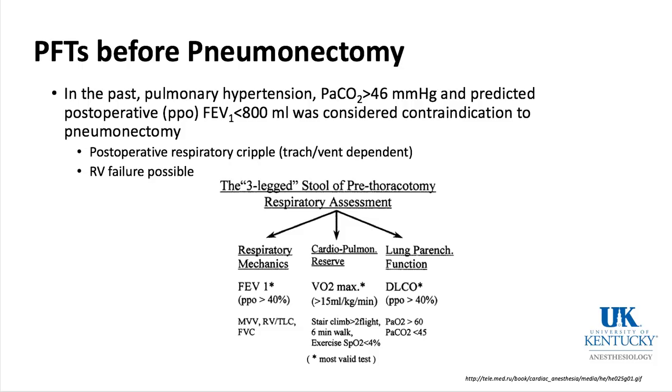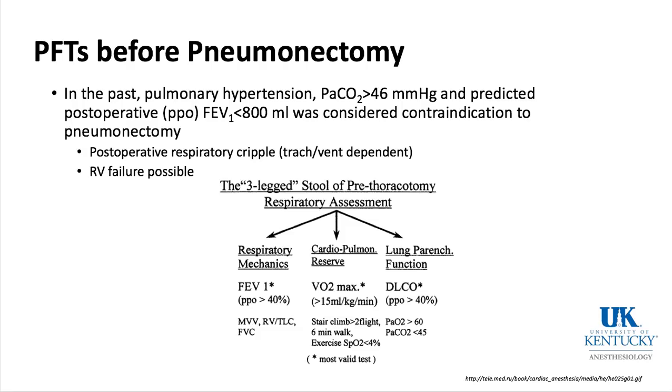Currently, there's a three-legged stool of pre-thoracotomy respiratory assessment that you can consider. On the far left, respiratory mechanics. What does their FEV1 look like? Is it greater than 40%? Their cardiopulmonary respiratory reserve. Can they climb 2 flights of stairs? How far can they walk in 6 minutes? And what happens to their pulse oximeter readings when they're walking? And is their VO2 max greater than 15 mL per kilo per minute?